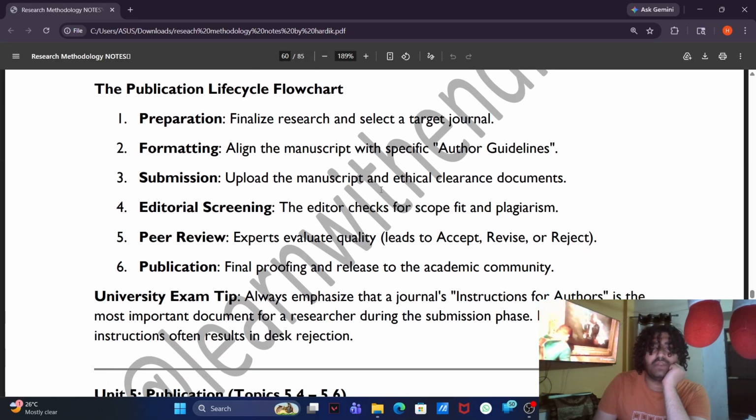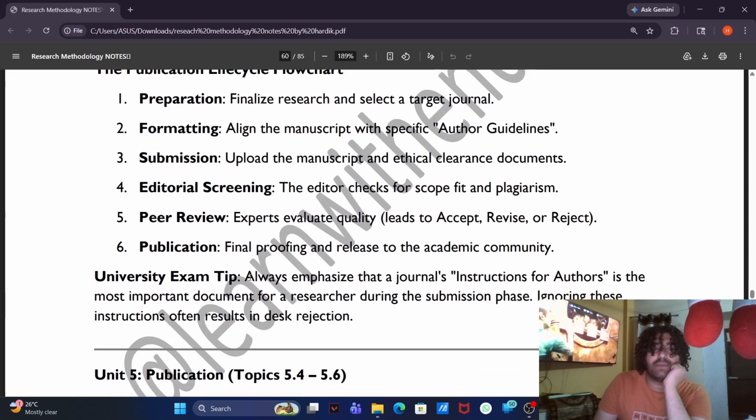Submission. Upload the manuscript and ethical clearance document. Editorial screening. The editor checks for scope fit and plagiarism. Peer review. Experts evaluate quality, leading to accept, revise, or reject. Publication. The final proofing and release to the academic community.